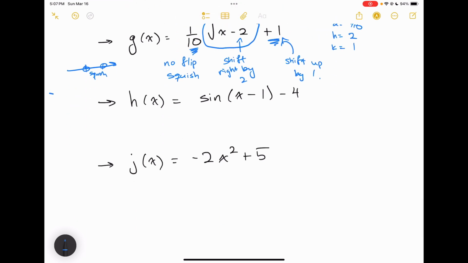Two more examples right here. I'd like you to give them a try as you go, with a little bit of a hint. Keep in mind that x squared is a core function, and sine of x is also a core function.